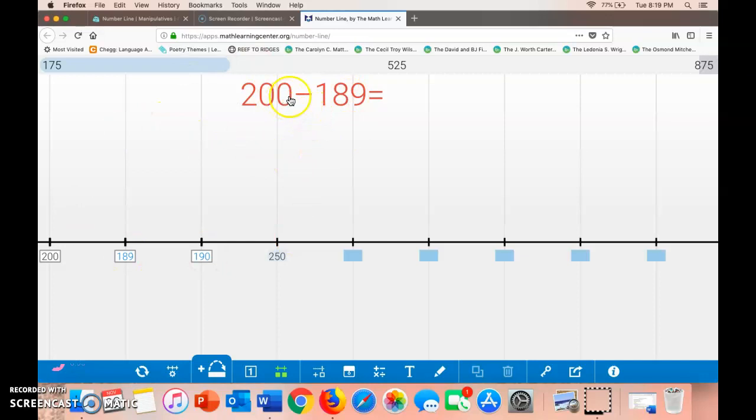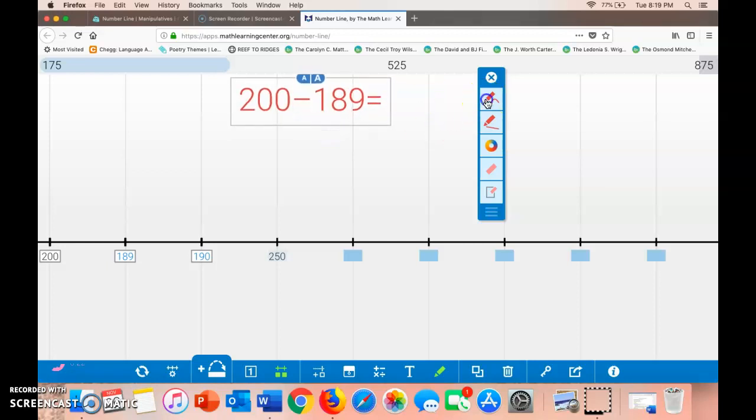Most students would see that 200 minus 189 might not be the easiest number to quickly do in your head. So, using a number line and compensation, they may change 189 to 190. In doing so, they added just 1 to 189. Starting at 200 on the number line, they could easily and quickly see a jump from 200 to 190 would be 10.